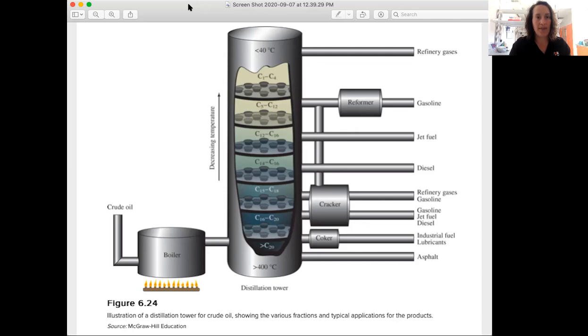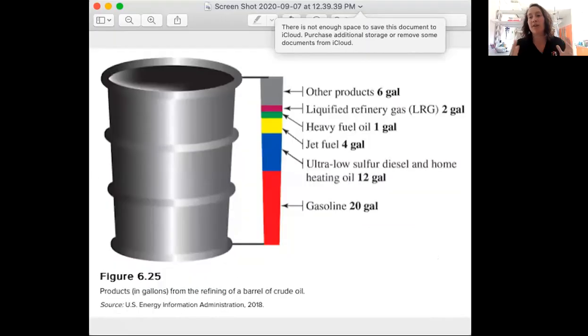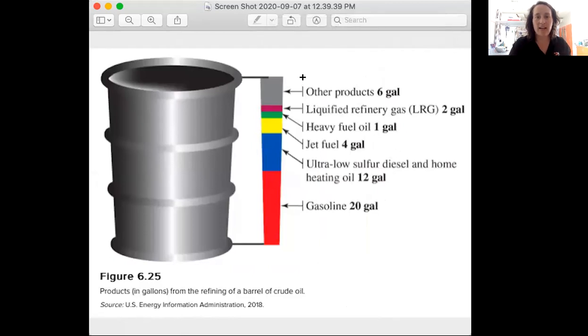Okay. So with that, we'll just finish by showing what happens to one whole barrel. For every 1 barrel that enters the refinery, about 20 gallons turns into gasoline that we use for automobiles or anything that's gasoline powered. About 4 gallons turns into jet fuel. Remember, the jet fuel is the C12 to C16 hydrocarbons. The liquefied refinery gas is 2 gallons, so that is our methane, ethane, propane, carbons 1, 2, 3, 4, so the really small ones. So that's our refinery gas.